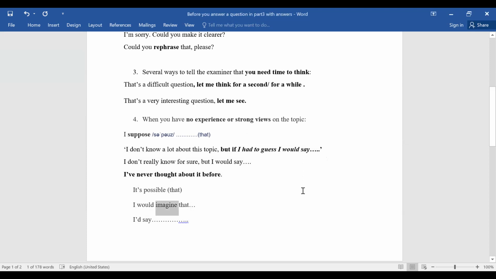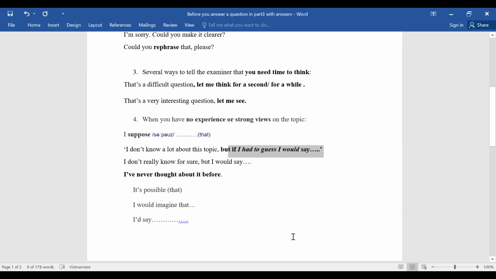Now, everybody, even if the question is difficult for you, you have to admit that, right? Oh, I don't know much about this topic. Oh, I don't really know for sure. So this is a way to show the examiner that my hesitation is related to the content of the question. But now, how many candidates can use an if sentence type 2 when they admit that a question is difficult, right? So, oh, this question is very challenging, but if I had to guess, I would say that blah blah blah.